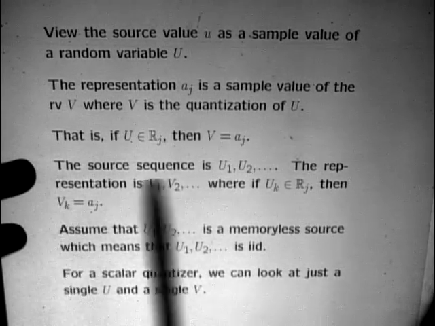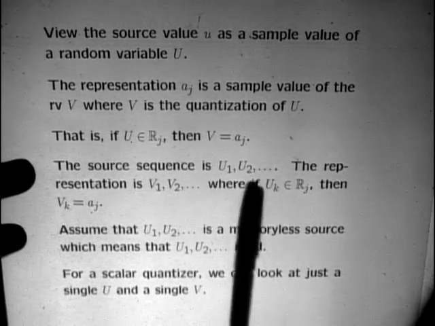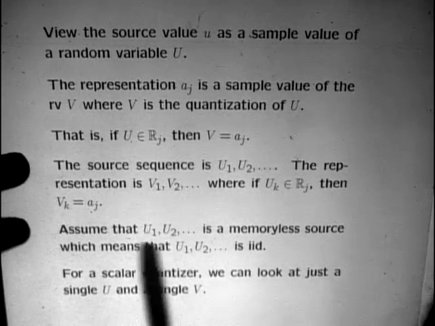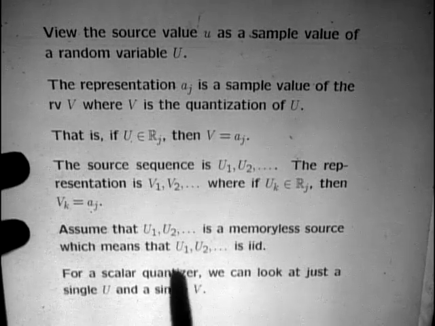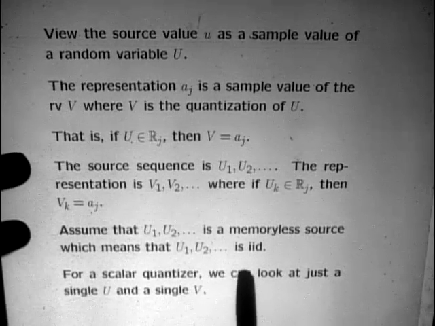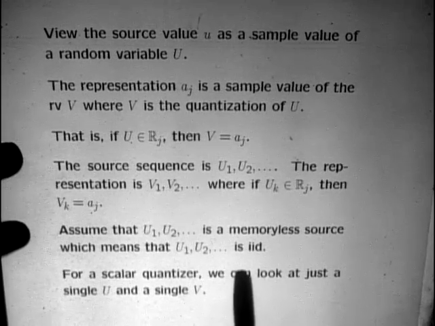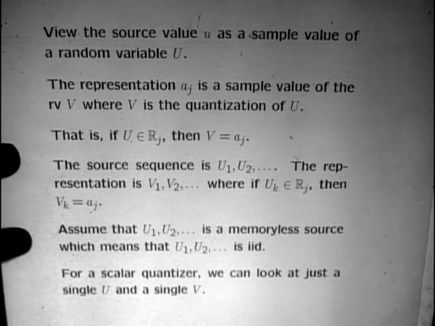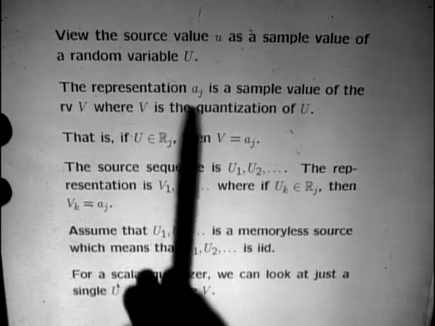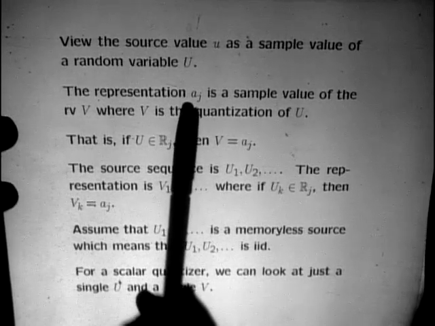And we're going to have some sort of statistical model for this sequence of random variables. Our typical model for these is to assume that we have a memoryless source. In other words, u1, u2, u3 are independent, identically distributed random variables. That's the model we'll use until we get smarter and start to think of something else. Okay, so now each of these source values we're going to map into some representation point a sub j. That's what defines the quantizer.